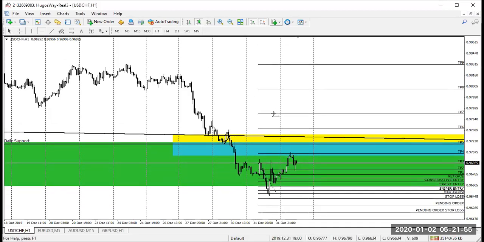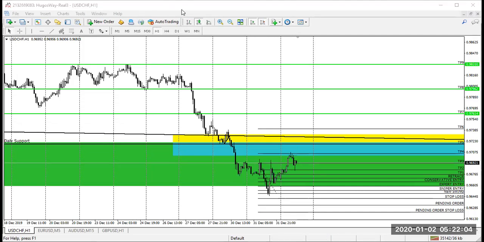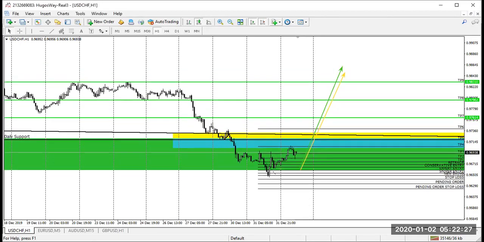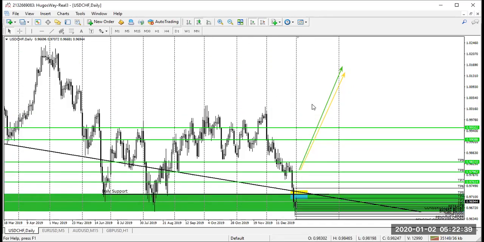Now we have several target points. And I actually believe that it will continue up even further and will likely come right up in here to the 995 area, which is back up in here.